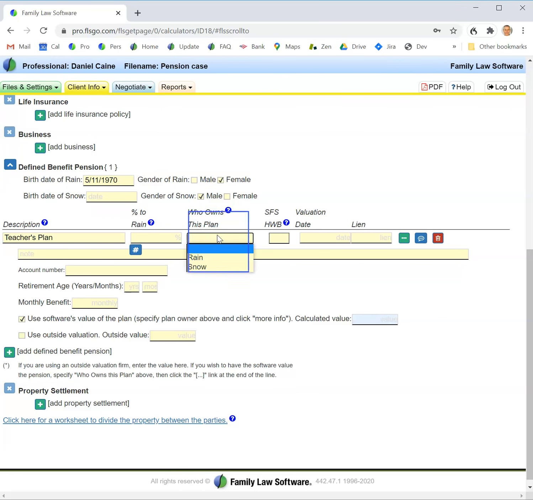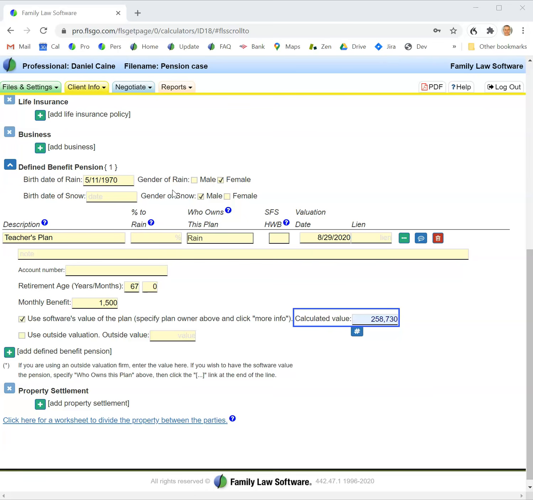We need to enter who owns the plan. We don't need to enter whose financial statement it goes on to get a valuation. We enter the valuation date. This video is being made in 2020, so we'll enter a date in 2020. We need a retirement age, and we need a monthly benefit. And with those entries, the software gives you a plan valuation. Wasn't that quick and easy?